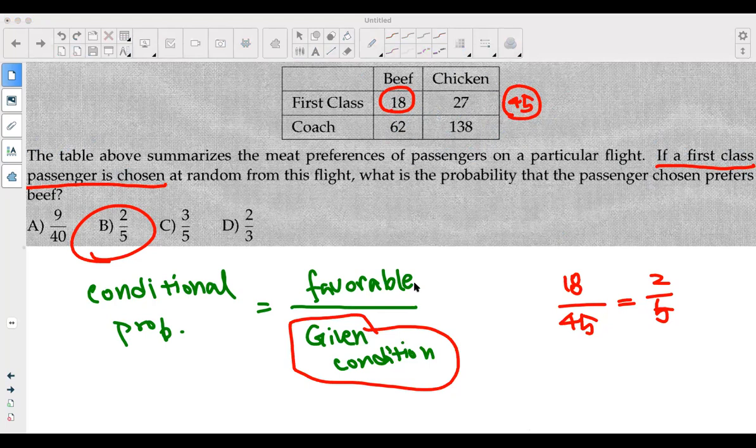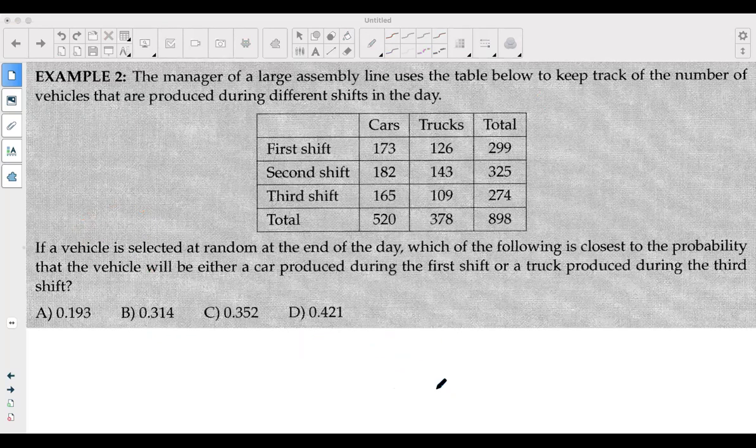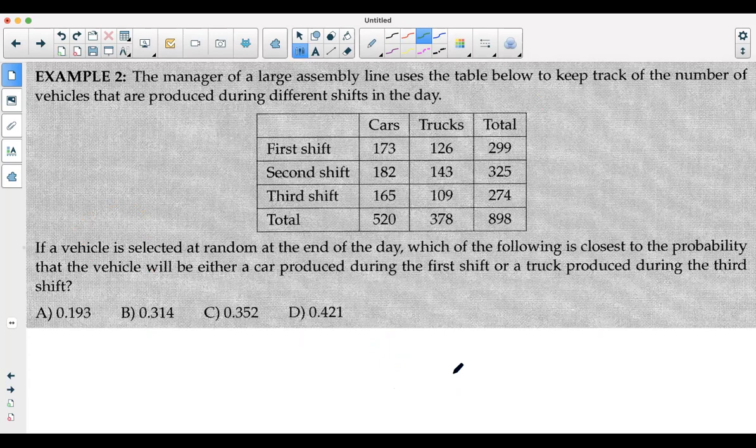Let me get you another question and see what happens here. Okay. This is a calculator question. So here it goes, guys. I'm going to give you a little bit of time for you to think about it.